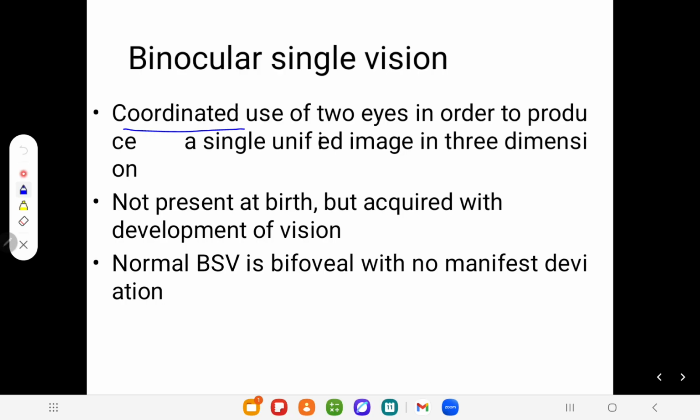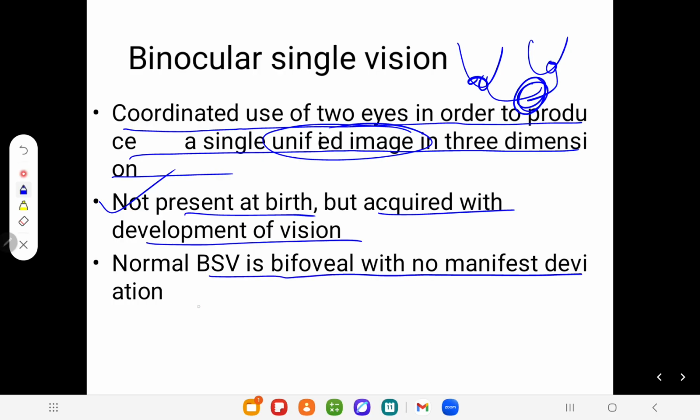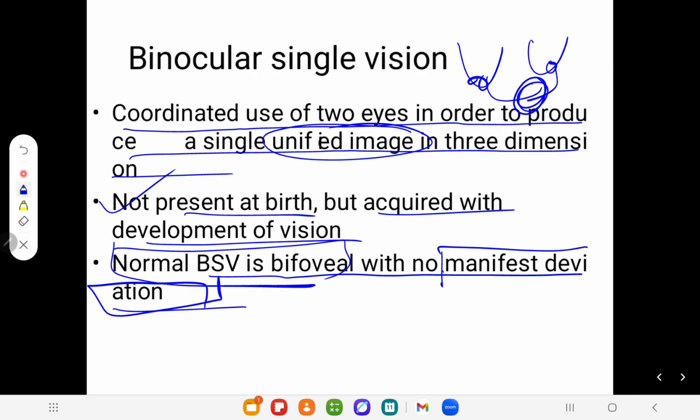Binocular single vision is the coordinated use of the two eyes in order to produce a single unified image of the three dimensions, because two retinas have two images, but in the final analysis it produces one image in our brain. It is not present at birth, but acquired with development. The normal binocular single vision is bifoveal with no manifest deviation. There must not be manifest deviation, and definitely it's a bifoveal vision, meaning both foveas have the same image, and that is the final conclusion.